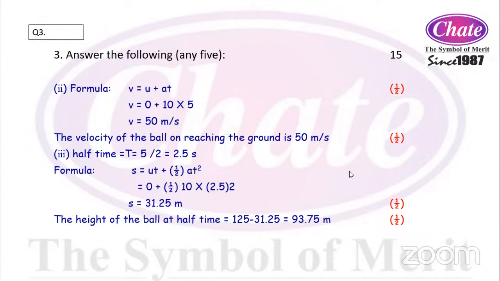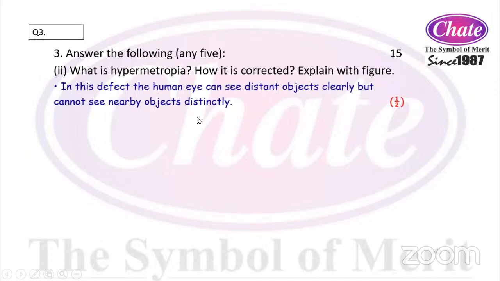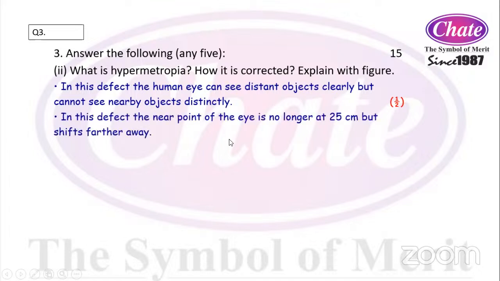Now we are going to see the next question. The next question is, what is hypermetropia, how is it corrected, and explain with a figure. So hypermetropia is a defect in the human eye. In this case, the human eye can see distant objects clearly, but cannot see nearby objects distinctly. In this defect, the near point of the eye is no longer at 25 centimeter, but shifts farther away.